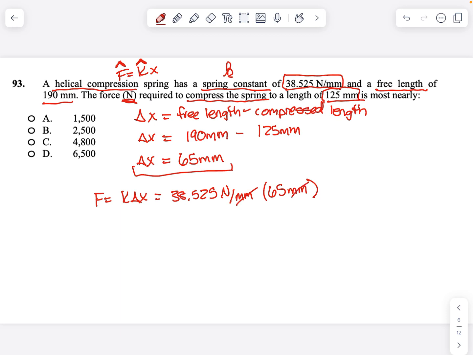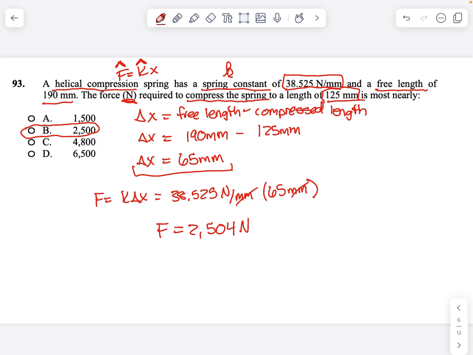These millimeters will cancel out. If you just multiply straight across, you'll get a force value of 2,504 newtons. So again, this will be B. It's not the exact answer, but they give you just a rough range, which kind of helps you in the more detailed problems where you're working on it for a lot longer, and you know you have the right equation. It gives you a rough range of, like, this is the value.